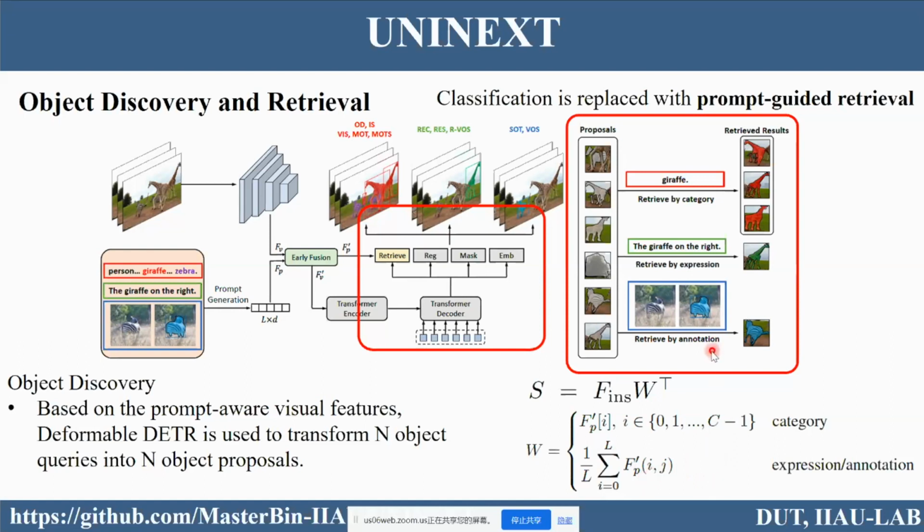Finally, the instance prompt matching score S is computed by the matrix multiplication of the target feature and the transposed weight matrix. Different from previous fixed-size classifiers, the proposed retrieval selects objects by the prompted instance matching mechanism. This flexible design enables UniNext to jointly train on numerous datasets with diverse label vocabularies and different tasks, learning universal instance representations.